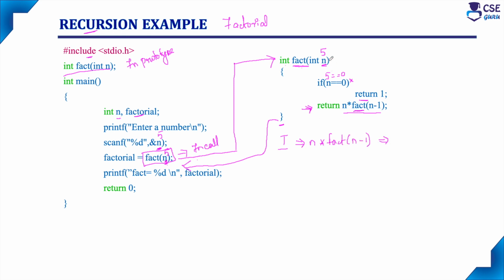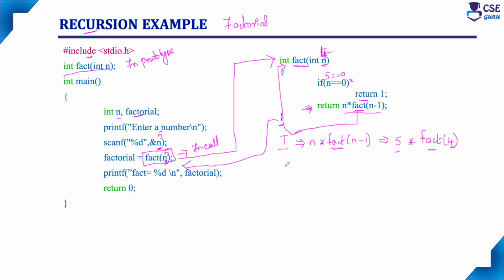Here the n value is 5, into fact, which is the user-defined function, fact of n minus 1. So fact of 5 minus 1, that is 4. This value it will store in memory and this user-defined function it will call again. This is the concept of recursion. Again it will execute the same user-defined function with the n value 4, because here it is fact of 4.